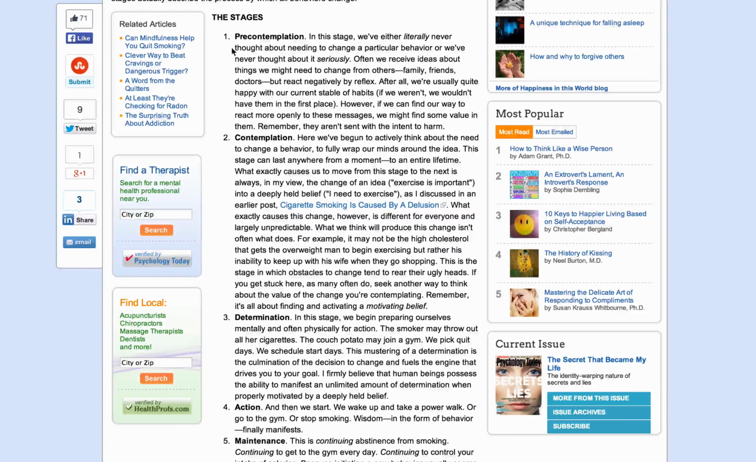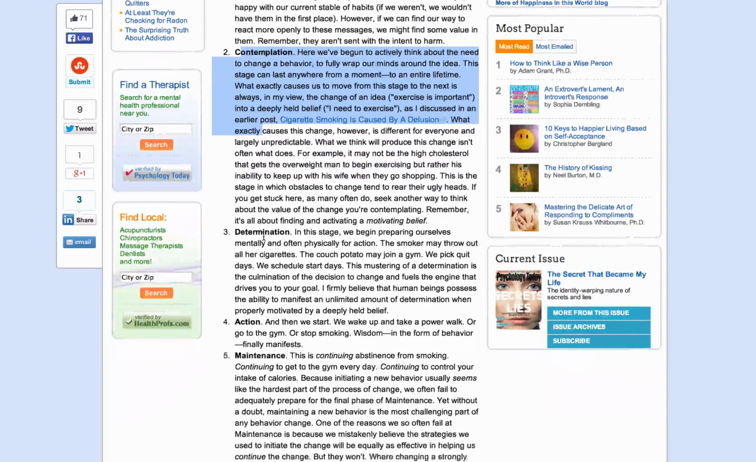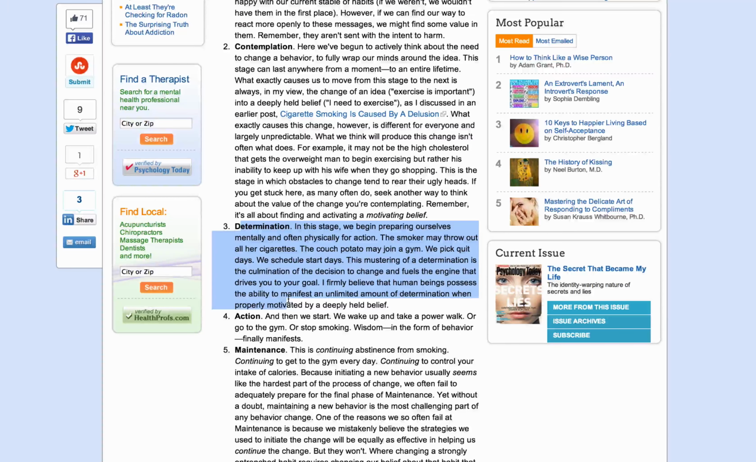So this is like the forethought. This is putting the thought almost into action, making a definitive point, putting it into action, and then keeping it going.